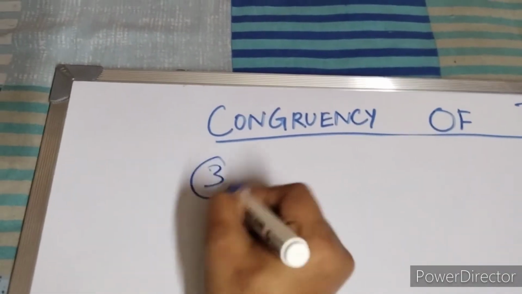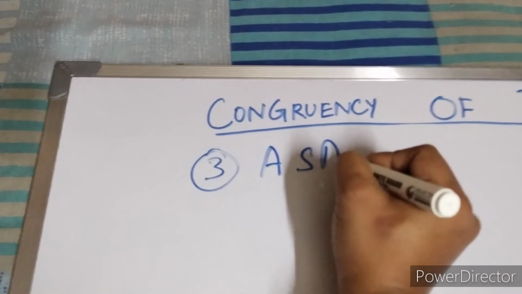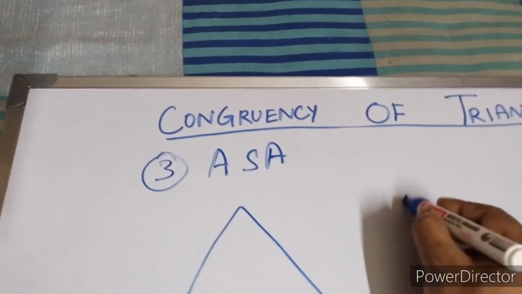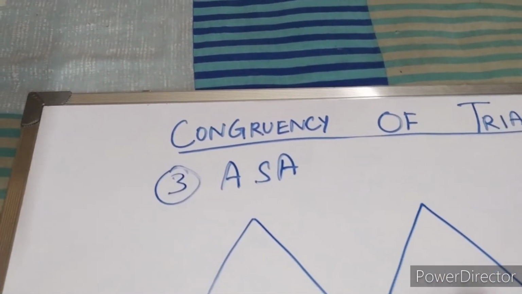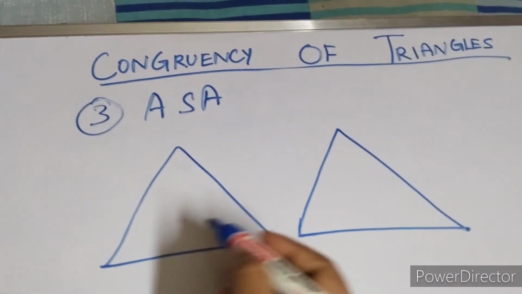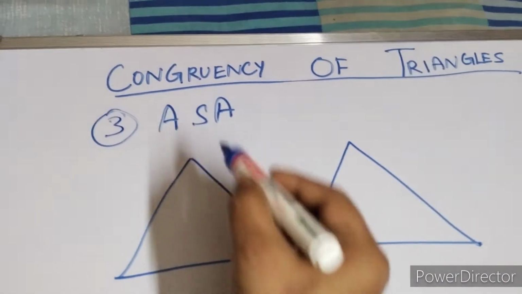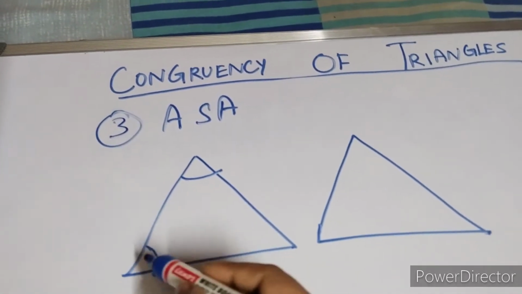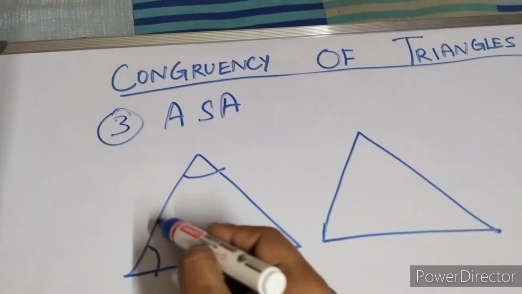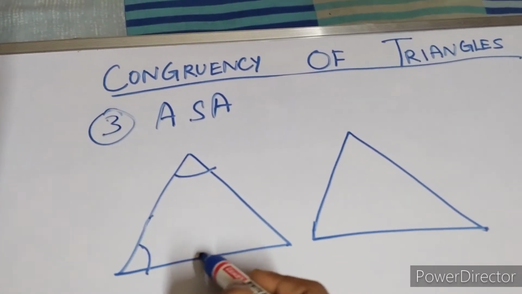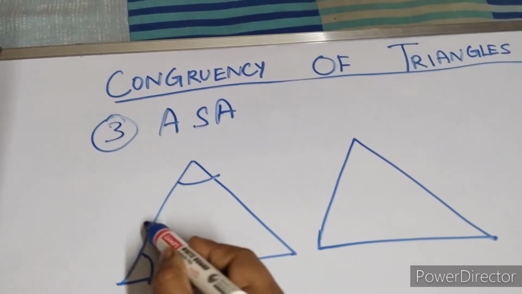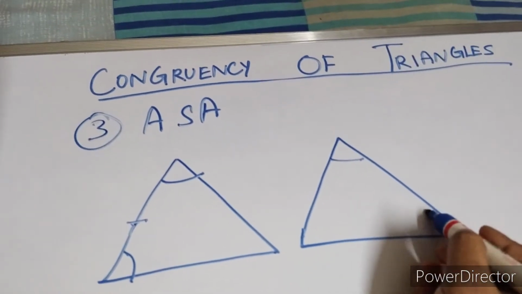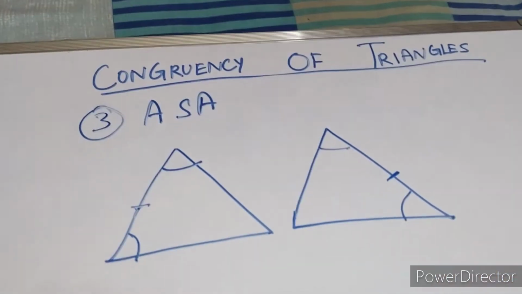Then comes our third criteria, that is angle side angle. Okay. Again we will see the same thing, two triangles, same in size and shape. So here we see angle side angle. So angle, the side included between the two angles, and the angle. Okay, see these two angles, the side included is this one, not this one, not this one, this side. Okay, so this side should be equal, and if we see here this angle, then the side should be this one.